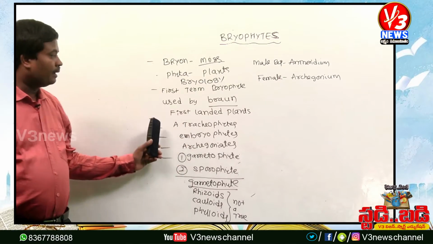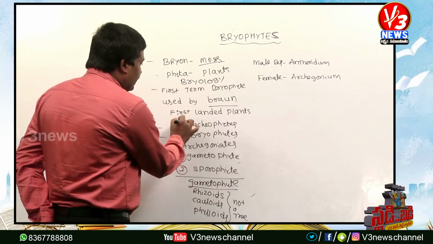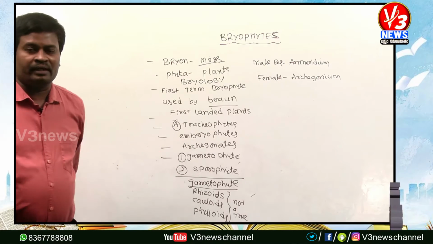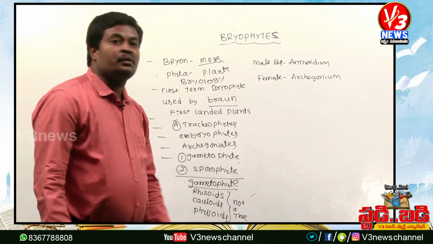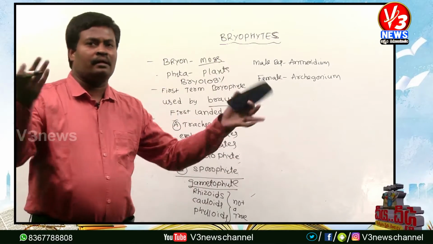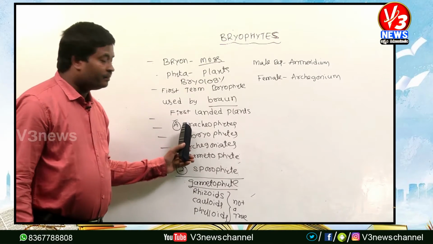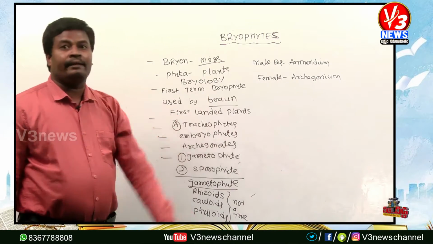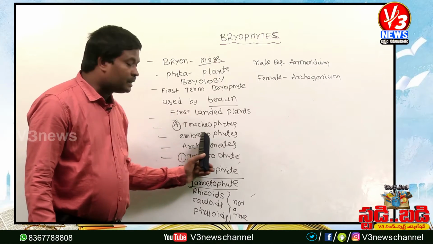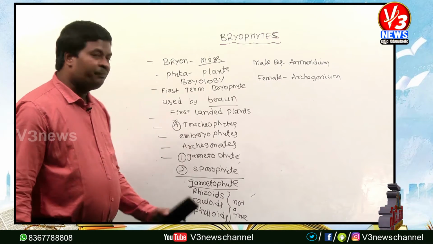Then bryophytes are atracheophytes. What is meant by atracheophytes? A means absent. What is absent? Vascular tissues are absent. There are no vascular tissues in bryophyta, because of which bryophytes are called atracheophytes. And bryophyta plants produce an embryo, so they are called embryophytes.